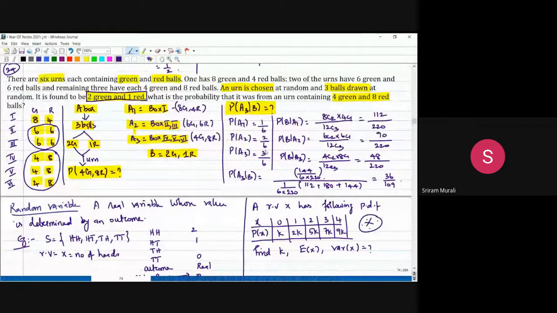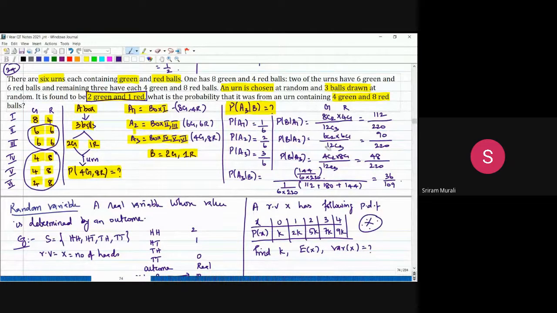Now what is the chance of getting B given A1? B given A1: in 12 we are taking 3, where 12 is 8 plus 4. There we are taking 3 balls. So what is the chance of taking green and red? How many greens are there? 8. How many reds? 4. How many balls am I taking here? 2. And there? 1. So 8C2 times 4C1. Why are we multiplying? Because they are independent of colors. That is why we multiply.